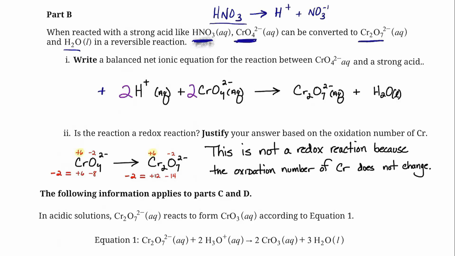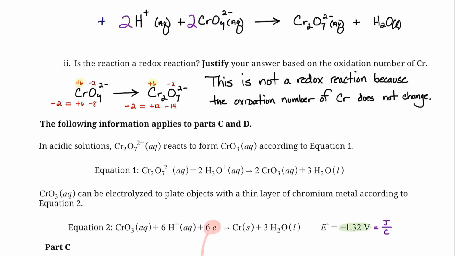On to number 2BII. Is the reaction a redox reaction? I have the reaction that we just balanced in 2BI, and they want to know if it's a redox reaction. They say justify your answer based on the oxidation number of chromium. Just as a word of caution, anytime the AP is asking whether a reaction is redox, you should always answer with oxidation numbers and see if they're changing. If oxidation numbers are changing, electrons are being lost and gained, that means it's redox. Reduction is gaining, oxidation is losing, so let's go right after it.